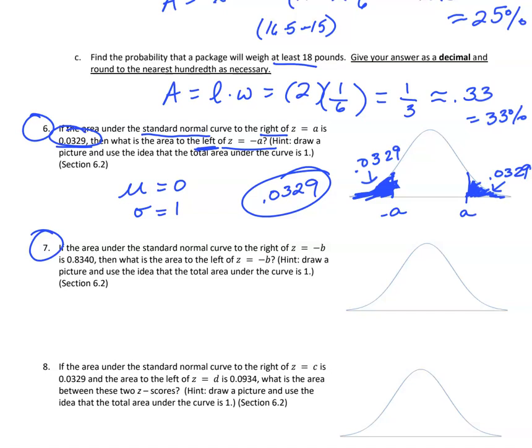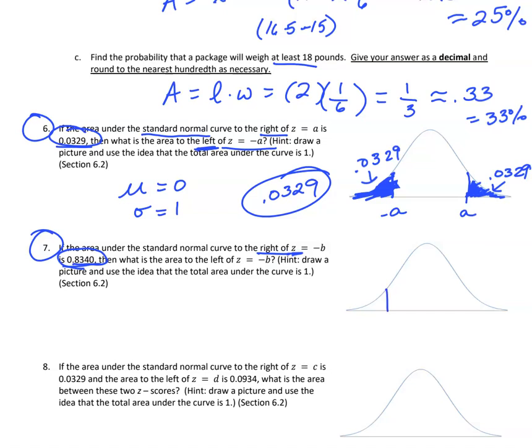Take a look at number 7. If the area under the standard normal curve to the right of z equals negative b is 0.8340. Now this question I think is a little confusing because they went ahead and told you that b was negative. And even if they didn't, what I want you to pay attention to is that the area to the right of whatever z-score is 83% of the graph. That's a big chunk of the graph.